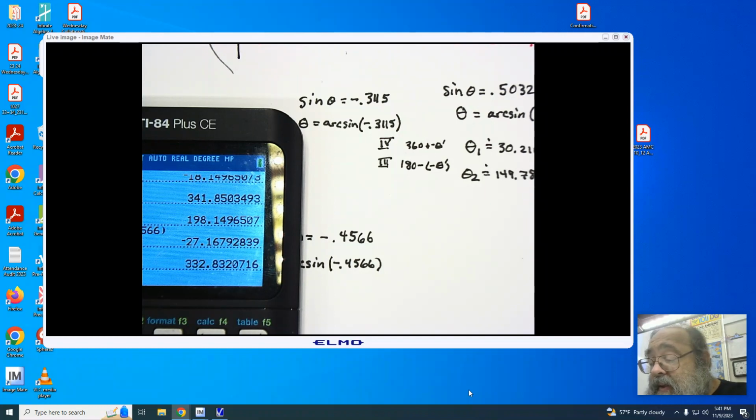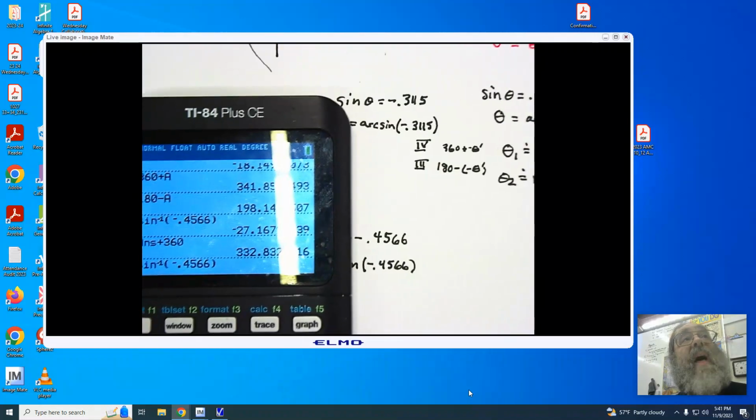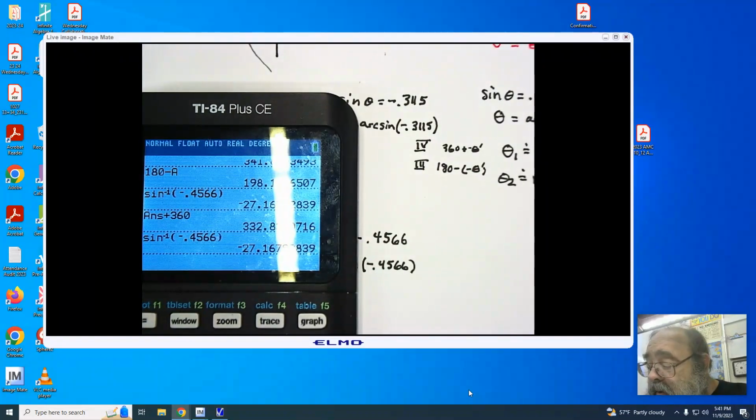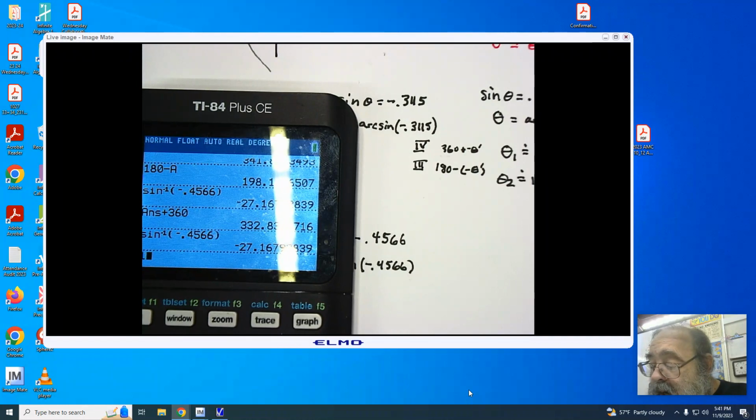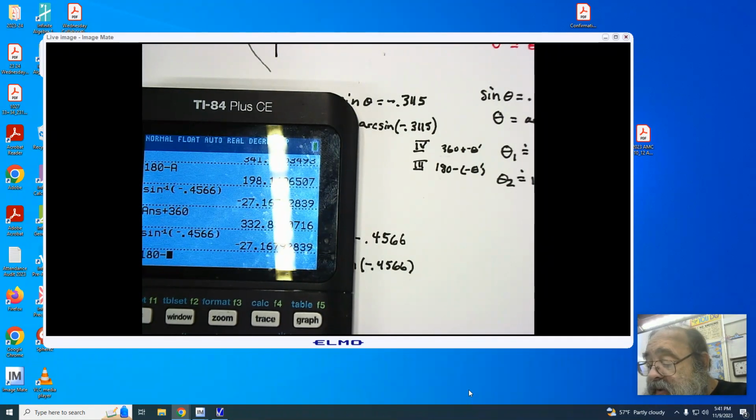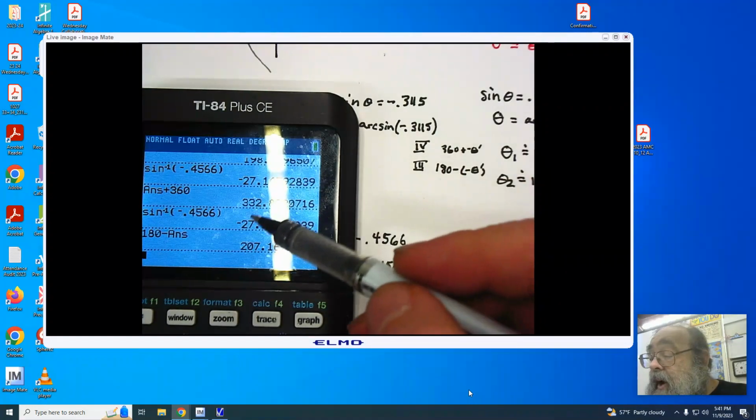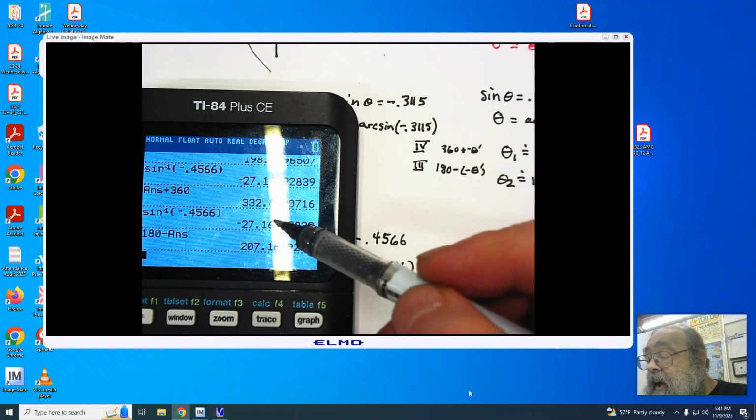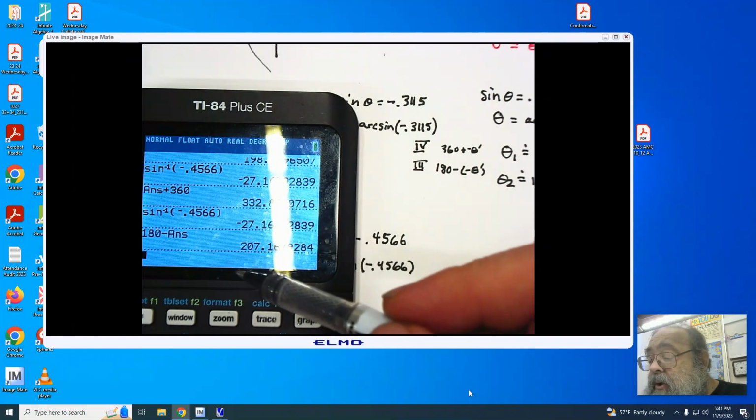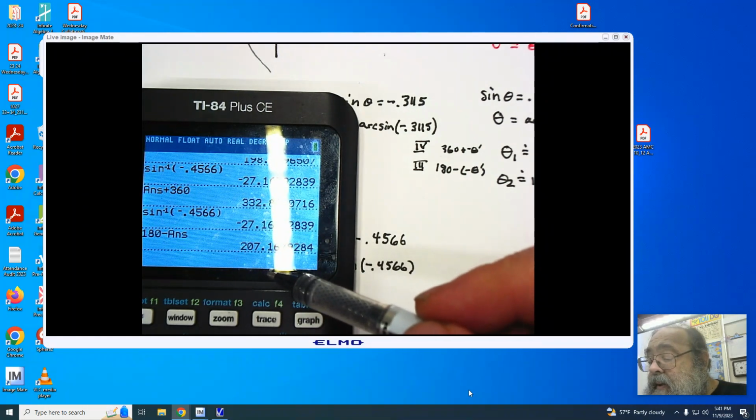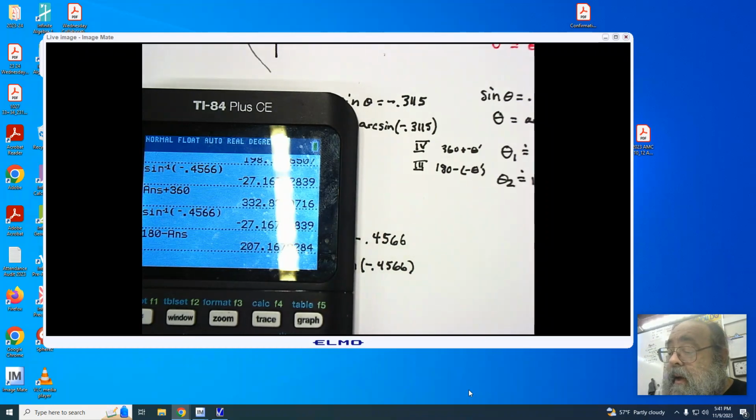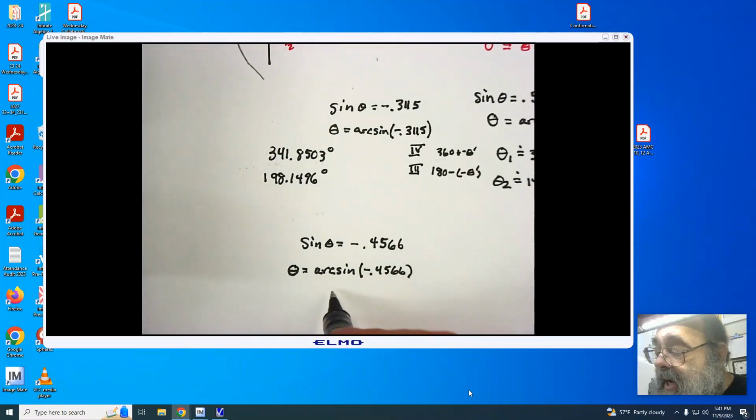Now, if I'm doing this, I'm going to go second enter, second enter. Notice it takes me back to where I can evaluate. Hitting enter, I can now do 180 minus that negative answer. And when I hit enter, I have both solutions, 332.8320 and 207.1679. And I'm going to write these down as my two thetas.